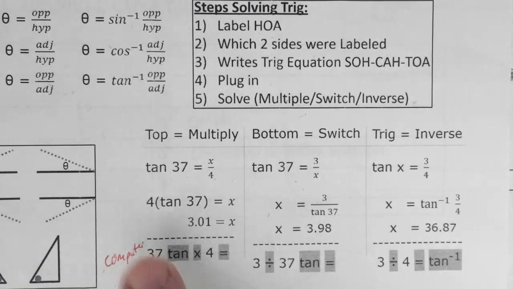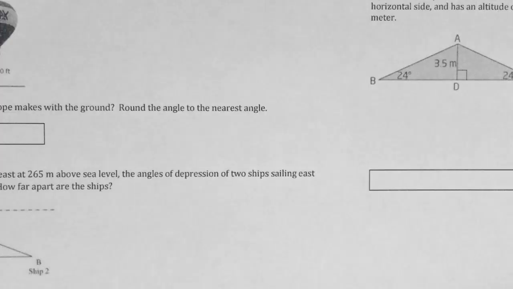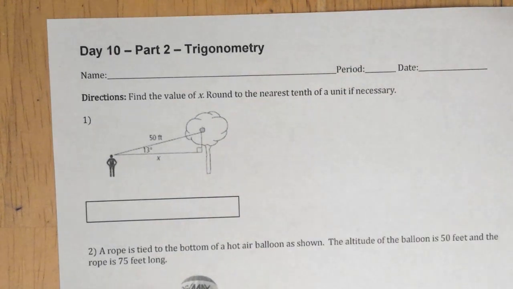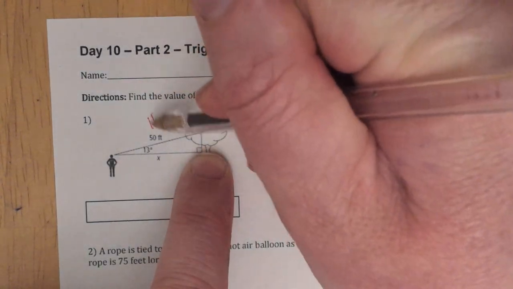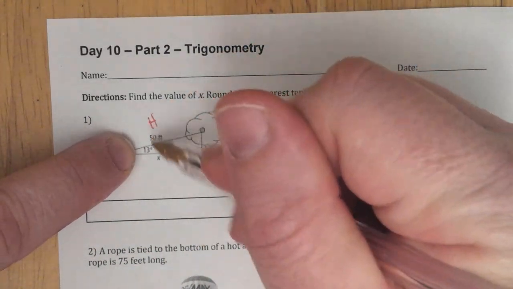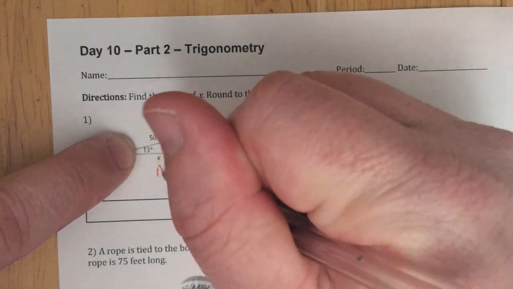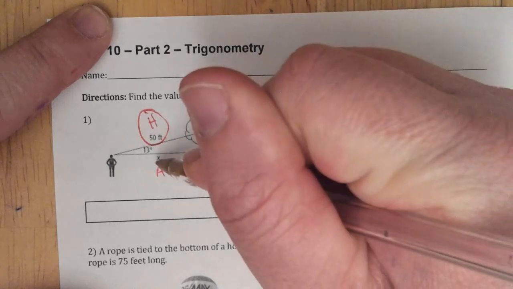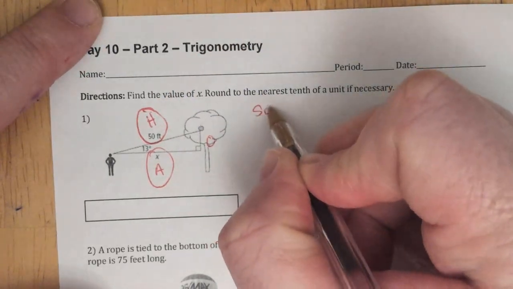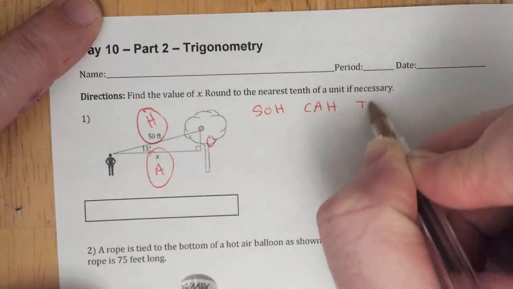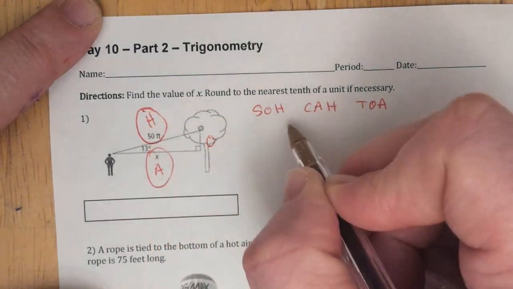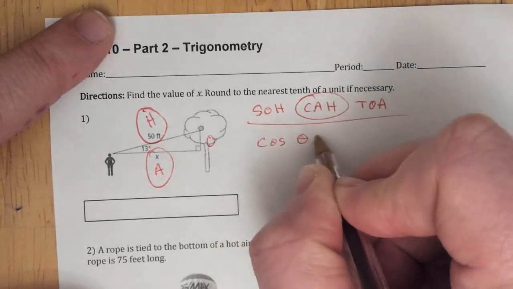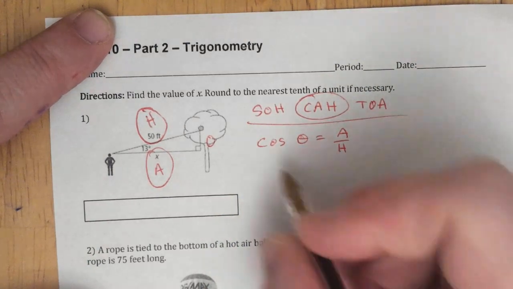All right, sweet. So now here are the three different things that can happen. Let's go ahead and get this going. On this one right here, you want to label HOA. So put your finger on the 90, this will be H. Put your finger on the theta, I'll be laughing maniacally, so this should be A down here. This would be O, and this is A. What two sides are labeled? H has something with it, O doesn't, but A does. So for SOH, CAH, TOA, which one has an H and an A? That would be CAH. So we're going to write down the equation. Cos of theta equals A over H. Plug in what you know.